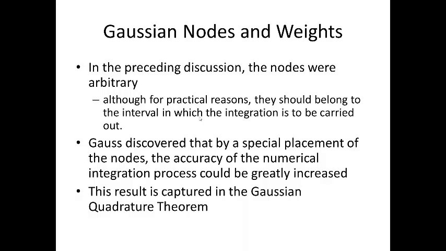In the preceding discussion, the nodes were arbitrary, although for practical reasons they should belong to the interval in which the integration is carried out. It's an important point. Gauss discovered that by a special placement of these nodes, and we'll see the nodes Gauss discovered, the accuracy of the numerical integration process can be greatly increased. This result is captured in the Gaussian Quadrature theorem.